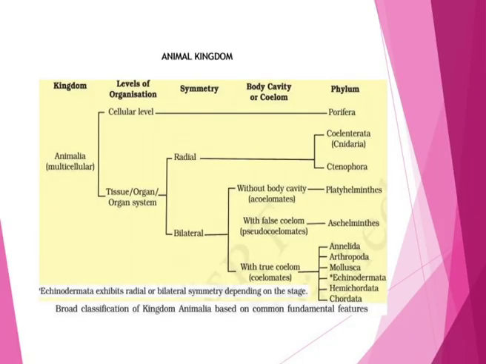Now look at the various categories, how the animal kingdom classification is done based on the factors. The one is levels of organization. In this, the animals are classified into organ based, organ system, tissue or cellular level systems. If you look at the symmetry, they can be either radial or bilateral. If you look at the body cavity or coelom, they are classified into coelomates, pseudocoelomates and acoelomates, and then they are further divided into many phyla.